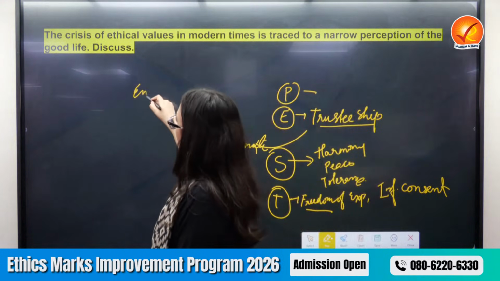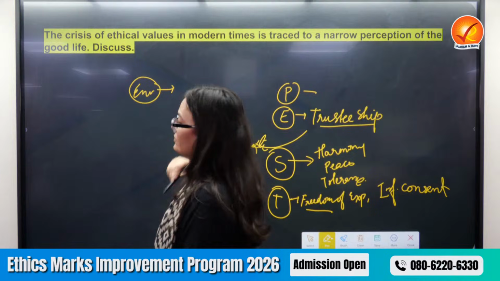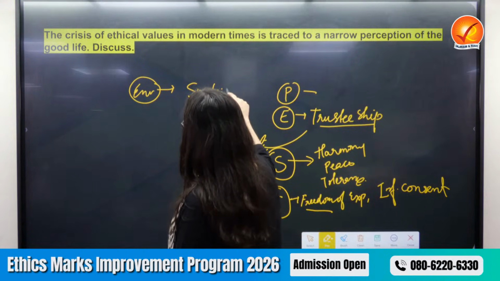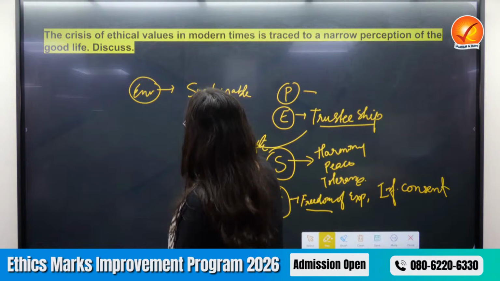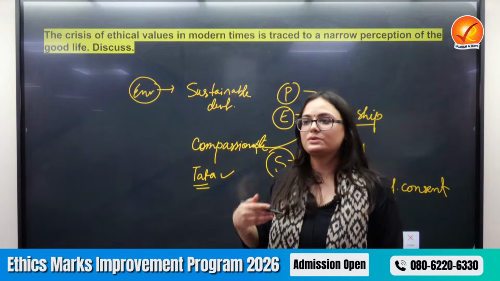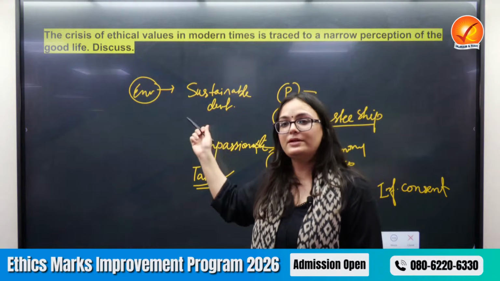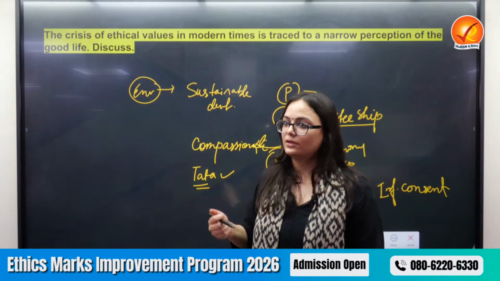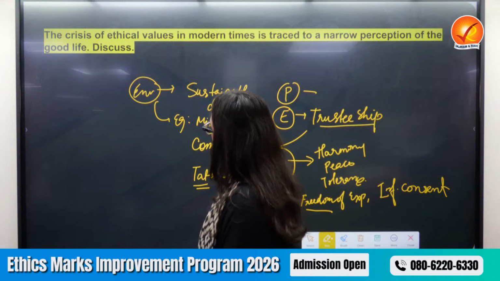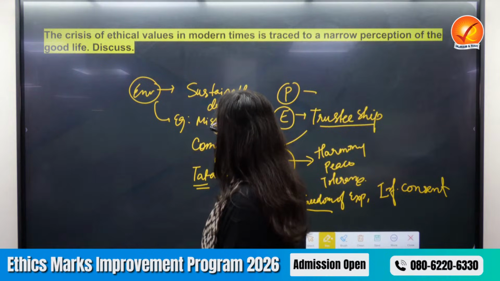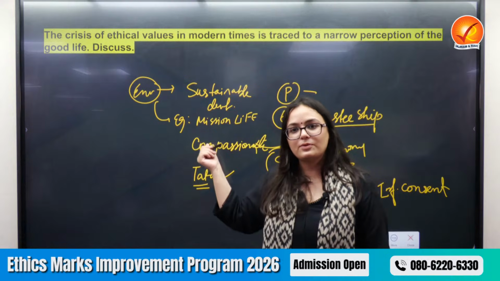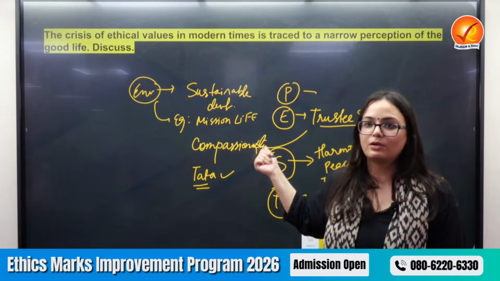Environmentally, what is a good life? Can you link this with sustainable development? That you are able to cherish the benefits of today's resources without hampering the requirements of future generations. Can I give example of this? How many of you know of Mission LiFE? Common but differentiated responsibilities, Mission LiFE. We can talk about that.